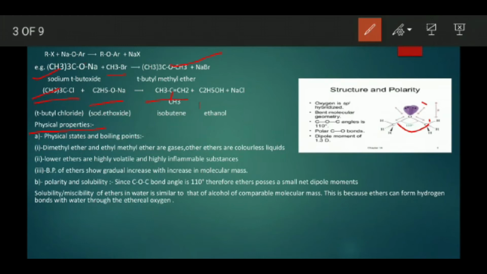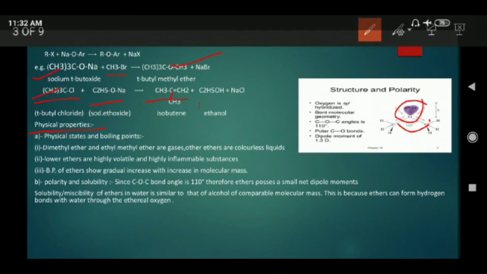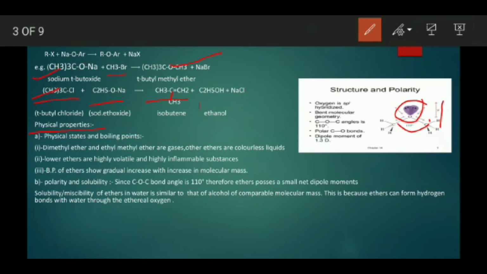Dimethyl ether. Here is the lone pair of electrons on oxygen. Therefore, it is what? Polar. It has polarity in this direction, and ether is a polar molecule.